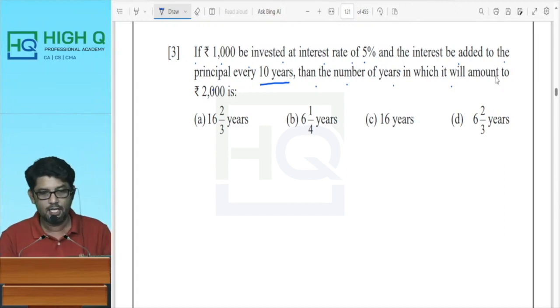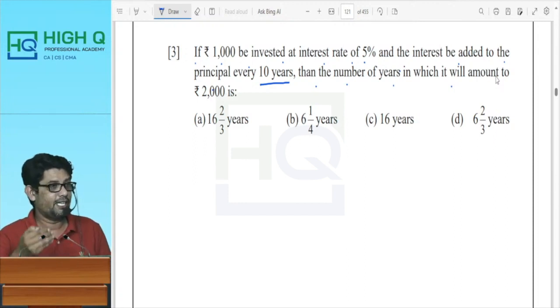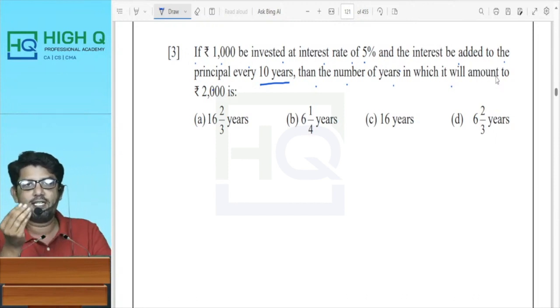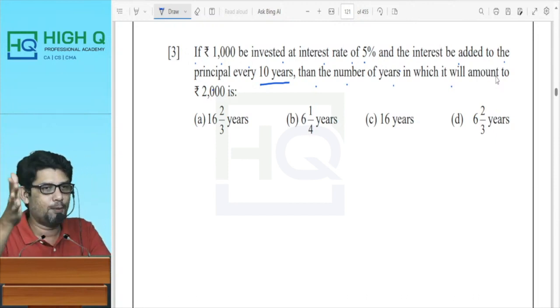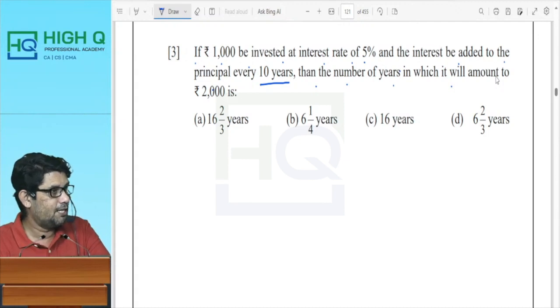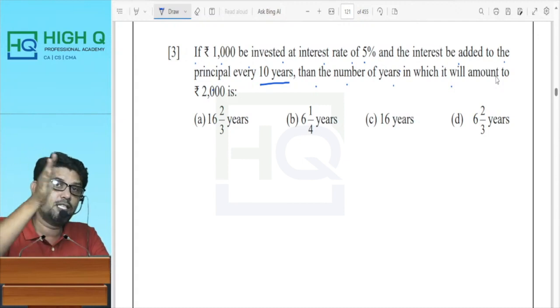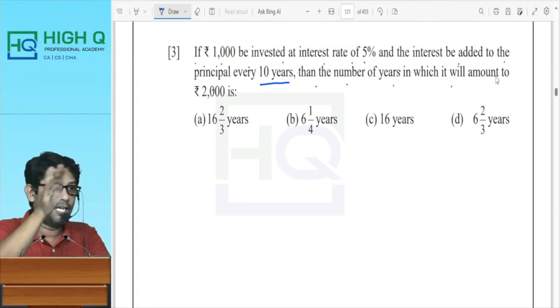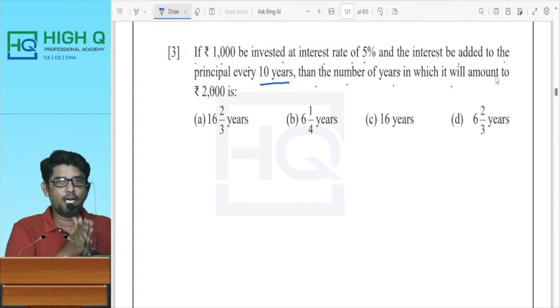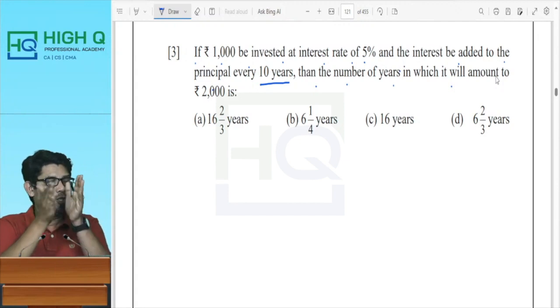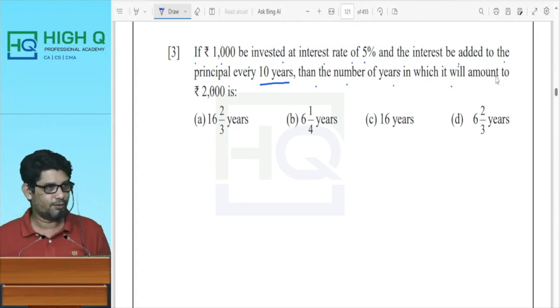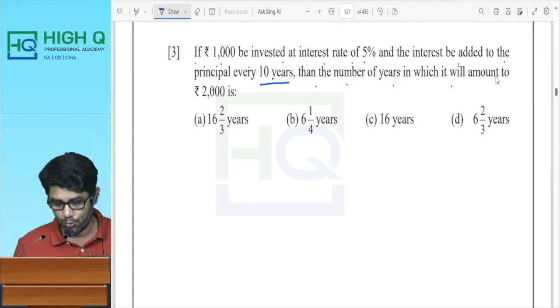For example, 1000 rupees invested at interest rate 5% and the interest is added to the principal every 10 years. See, if interest is added to the principal, it is called compound interest. But actually here in this case, after 10 years only the interest is calculated and added with the principal. Is that clear, my dear? Now, how many years does it take for 1000 to become 2000? This is the question. First, we are going to divide into two cases.